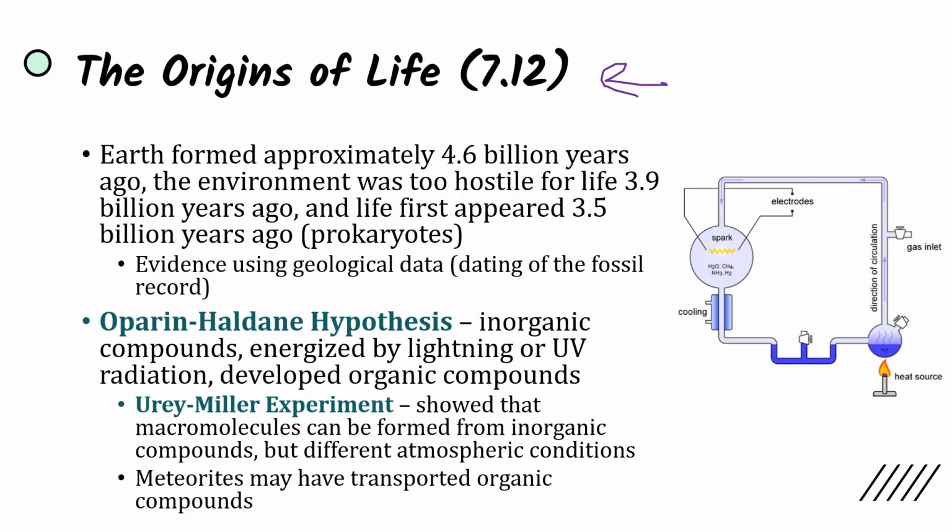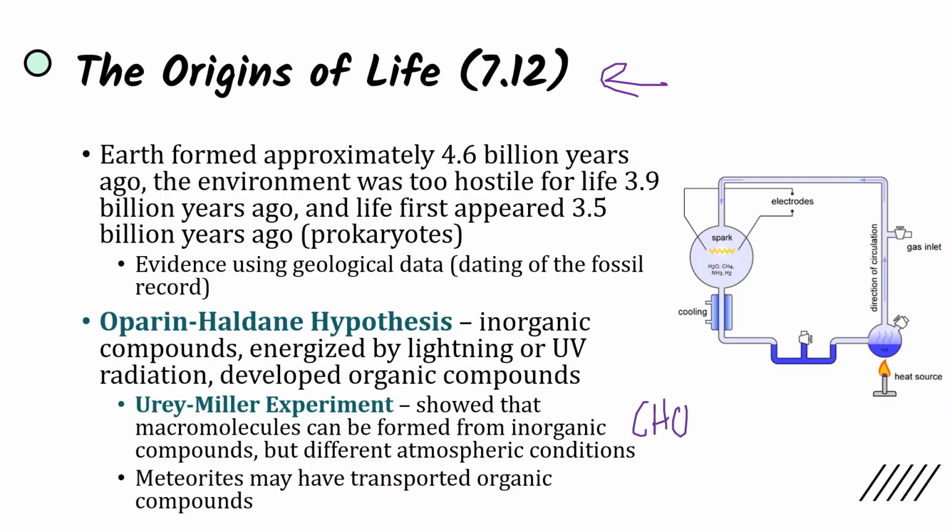And so there are some models that predict how life could have arisen. So the Oparin-Haldane hypothesis states that inorganic compounds, so compounds not containing carbon, energized by lightning or UV radiation, developed organic compounds. So organic compounds are macromolecules, and life itself came from inorganic compounds. And the Urey-Miller experiment showed that yes, macromolecules can be formed from inorganic compounds. Now the criteria for having this atmosphere was slightly different from the Oparin-Haldane hypothesis, but the important thing is that macromolecules can be formed from inorganic compounds, and depending on which inorganic compounds, what essential elements they have in them, that could determine which macromolecules are created.